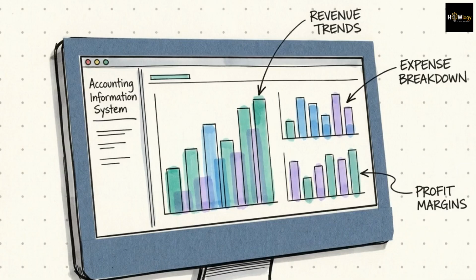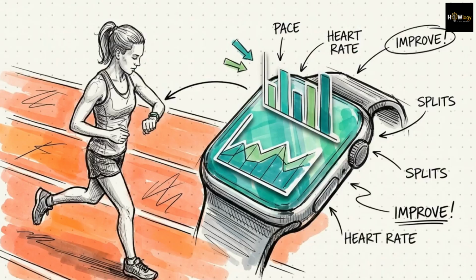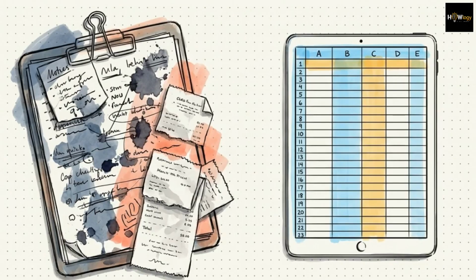To answer that, you need an accounting information system. It functions like a professional athlete recording their performance stats. Without reliable, organized data, you cannot spot the leaks in your game.